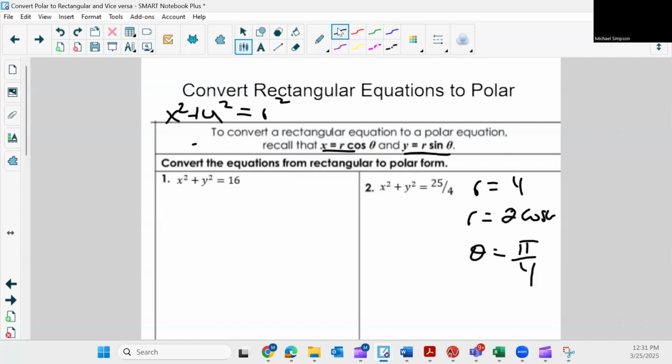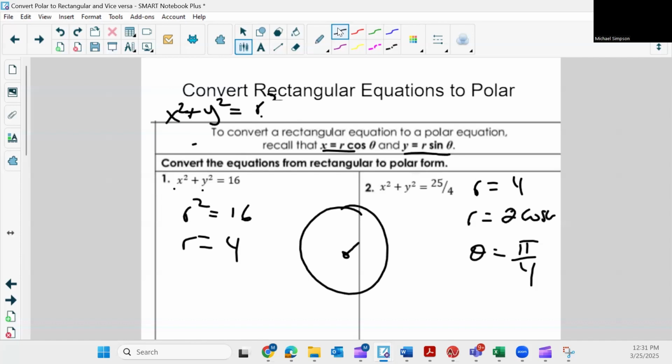Now, that is rectangular. In polar, I can replace x squared plus y squared with r squared. So r squared is equal to 16. Therefore, r is equal to 4. That is a circle at the center where the radius is 4. Remember when we did polar coordinates? Same thing.